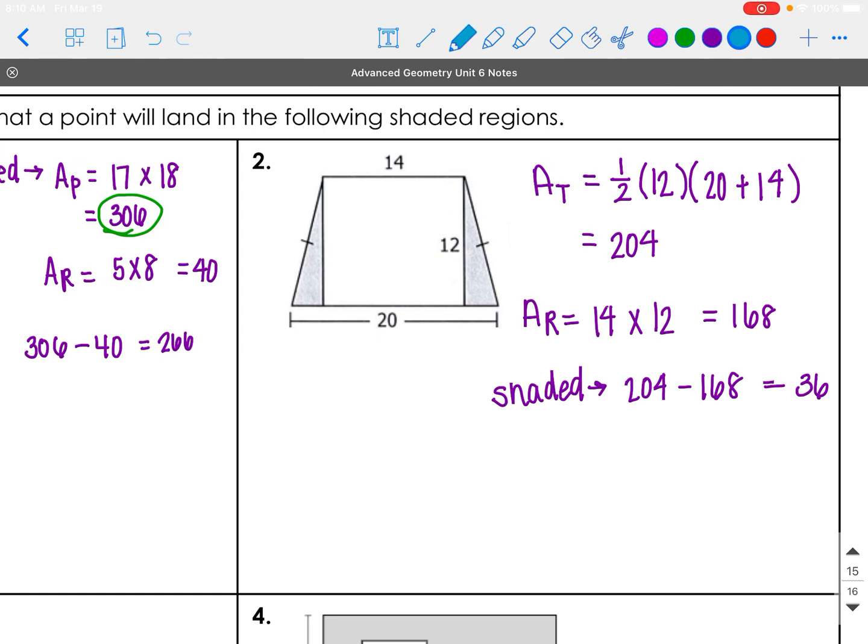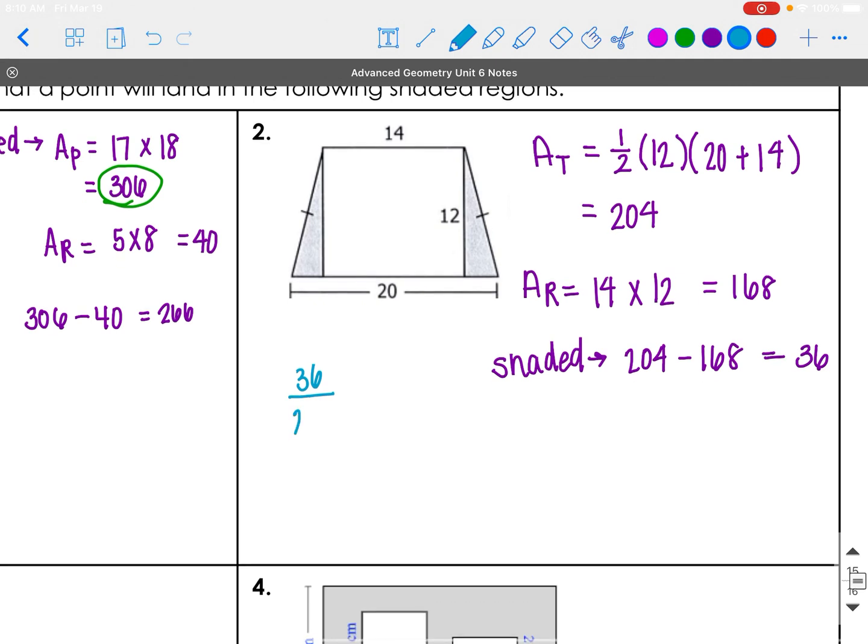So I'm going to find the probability. We take the area of the shaded divided by the whole figure, which was the trapezoid, and we get 17.6%.